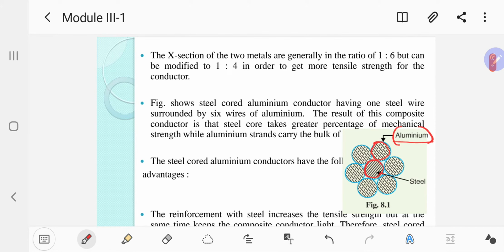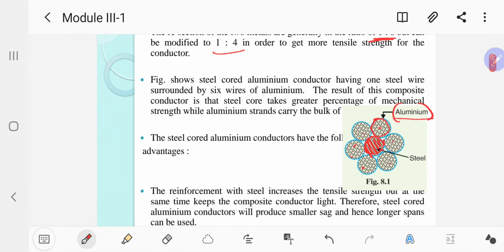Now, what about the cross sectional area? You can see here the ratio of the cross sectional area. If the steel is only 1, then there are 6 such conductors, so when we compare the ratio of their cross sectional area, we can say it is about 1 is to 6. Okay, 1 is to 6, or it can also be modified to 1 is to 4 in order to get more tensile strength. So next one is the steel cored conductor.